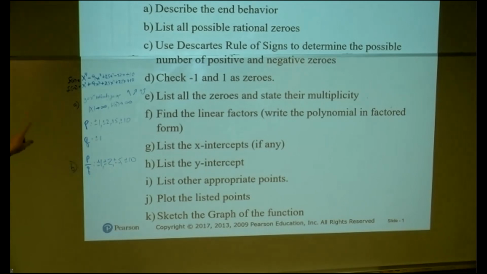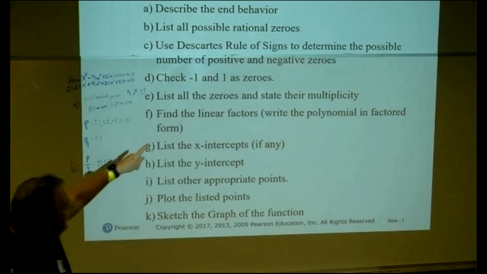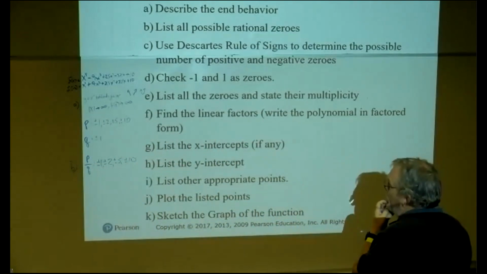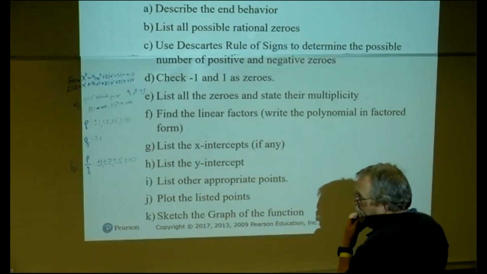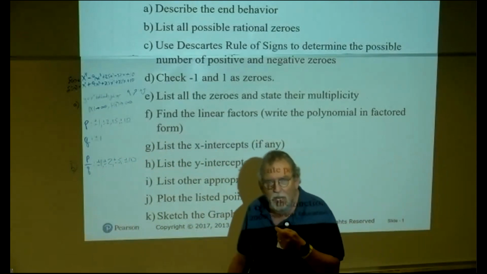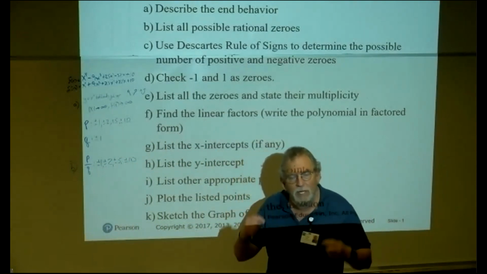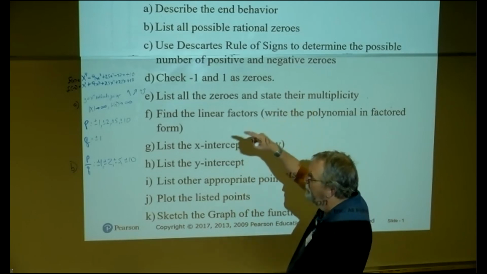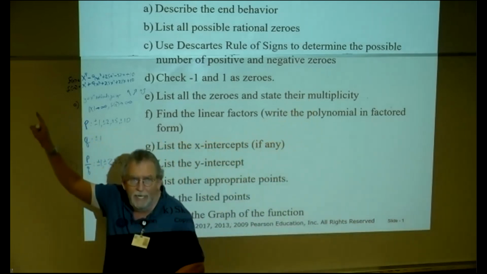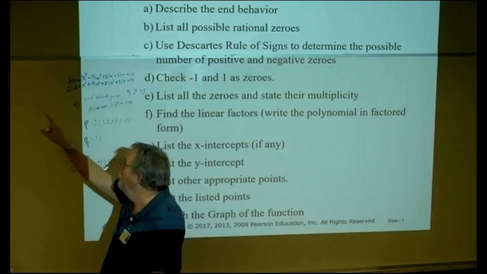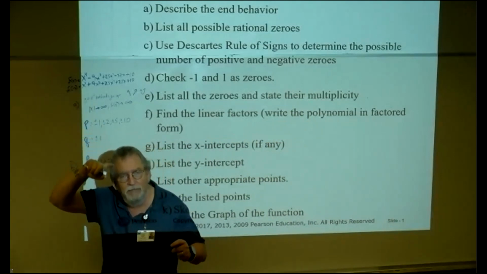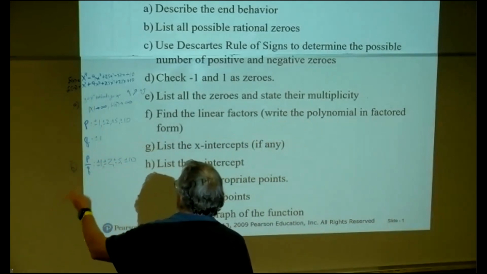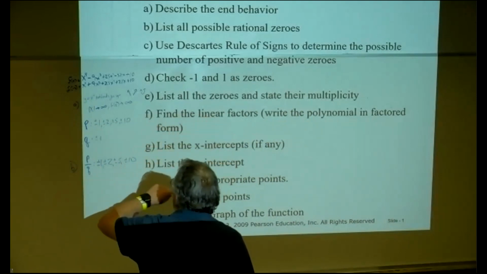We're going to use f of x and f of negative x to help us determine the positive and negative zeros by using Descartes' rule of signs. Descartes' rule of signs states that the number of sign variations is the maximum number of zeros that are positive or negative, depending upon which of these two functions you're looking at. For the number of positive, we look at f of x. For the number of negative, we look at f of negative x. And so we count the sign changes in f of x to determine the number of positive.